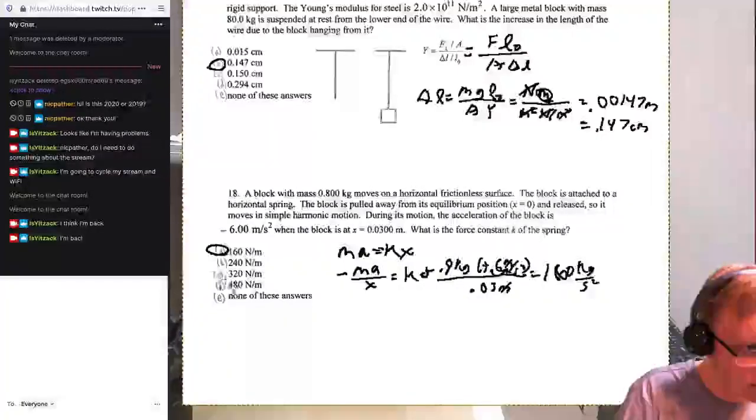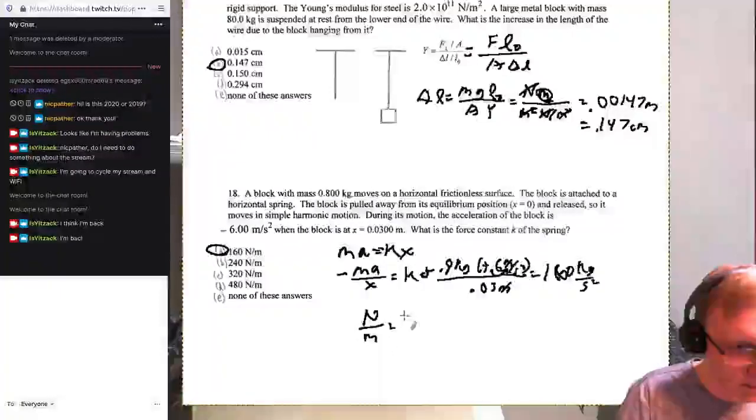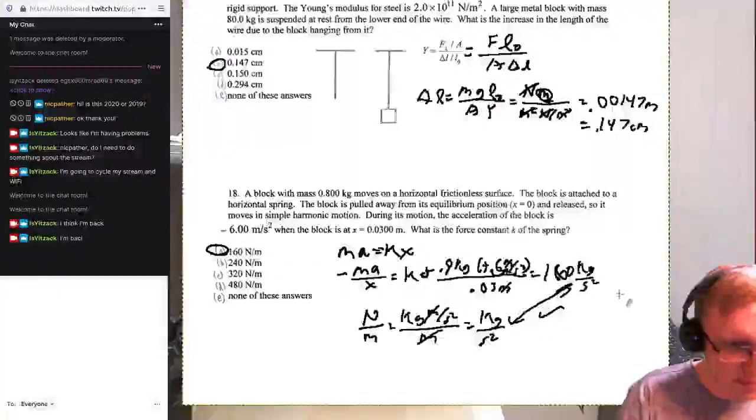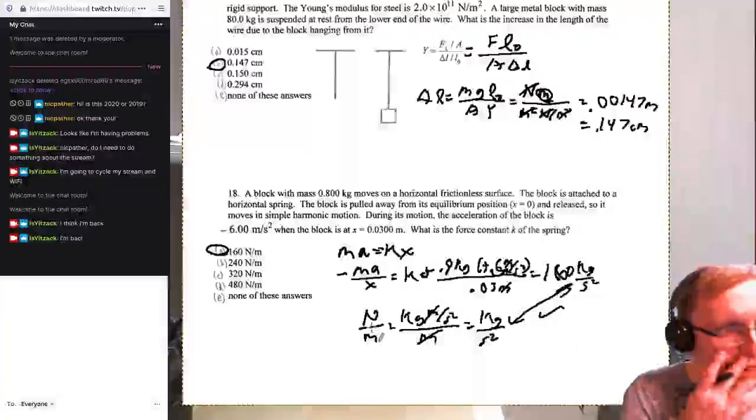Very good. We are in agreement on that, at least on the number. Is a newton per meter the same? That's a kilogram meter per second squared divided by meter. Meter cancels meter, leaving us with a kilogram per second squared. These are indeed the same. Very good. Units work out.